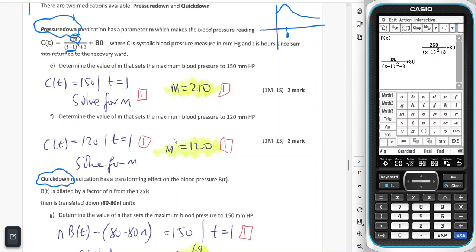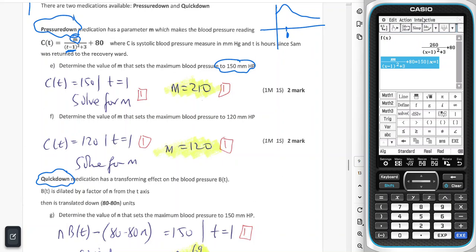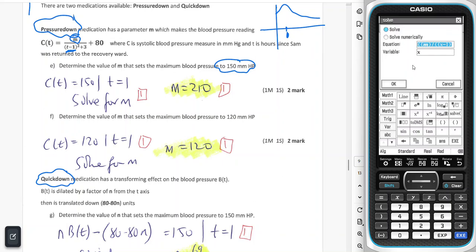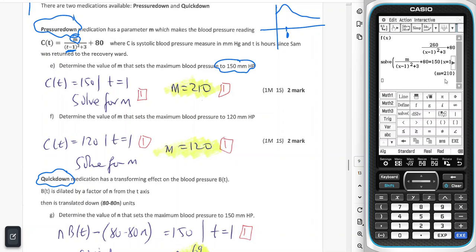And I would like to know what's the value of M that sets the maximum pressure to be 150. So I set it equal to 150. And I'm also going to make time equal to 1, because I know that's when the maximum occurs. And I'm going to go Interactive, Advanced, Solve for the letter M. And that gives me M equals 210.